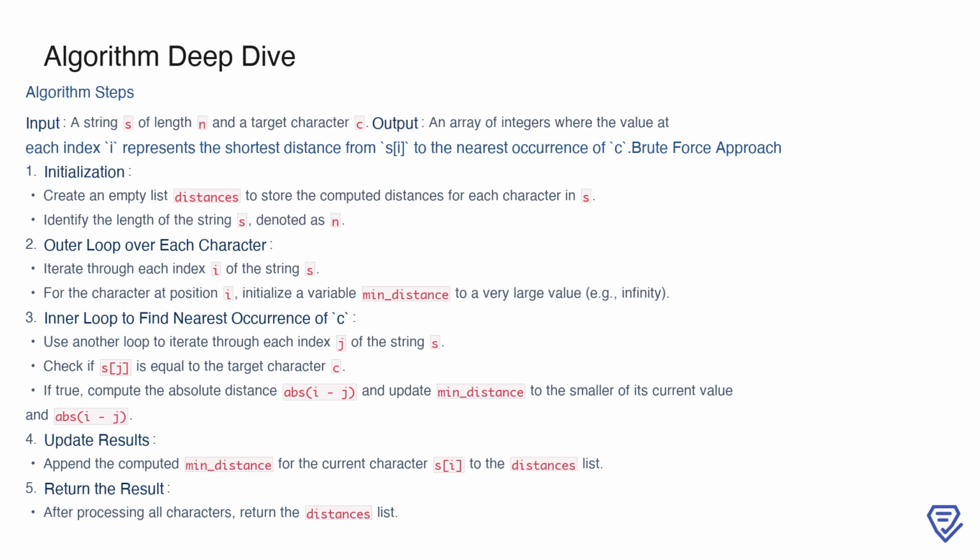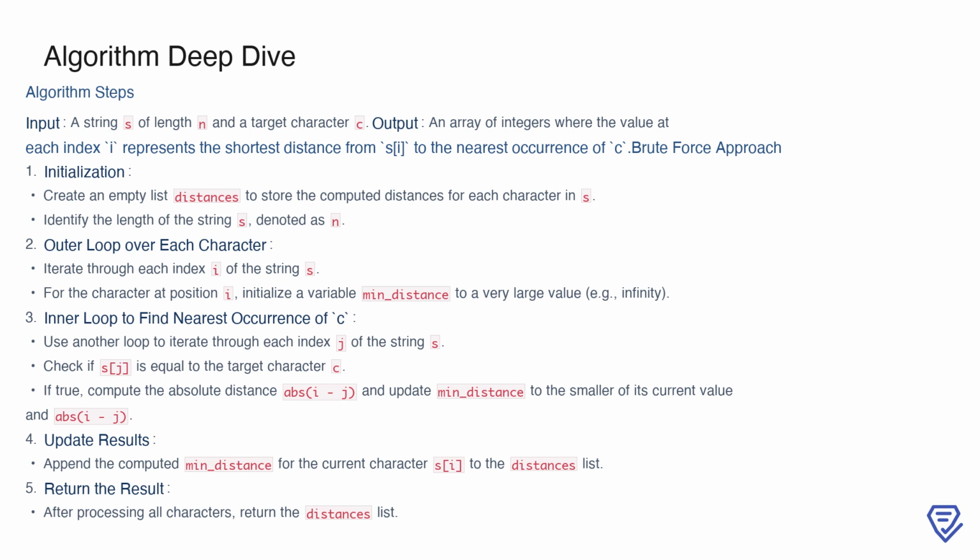Next, we use an outer loop to iterate through each character in the string. For each character at position i, we initialize a variable min_distance to infinity, representing the shortest distance that we'll calculate. Inside this outer loop, we have an inner loop that checks every index j in the string. If the character at S[j] matches the target C, we calculate the absolute distance between i and j. The min_distance variable is then updated to the smaller of its current value or this newly calculated distance.